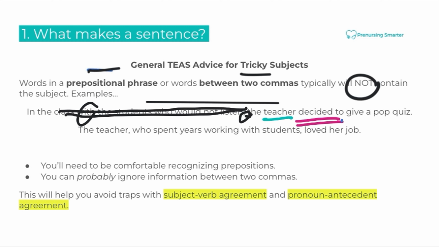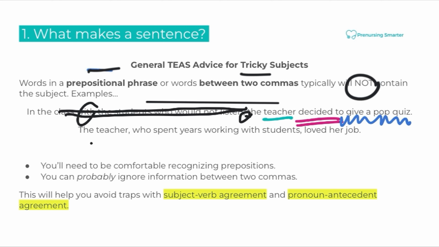And what did the teacher decide? To give a pop quiz. That's the context. So these prepositions and commas here are clues that you can ignore grammatically. This information won't have the subject. Here's another example.